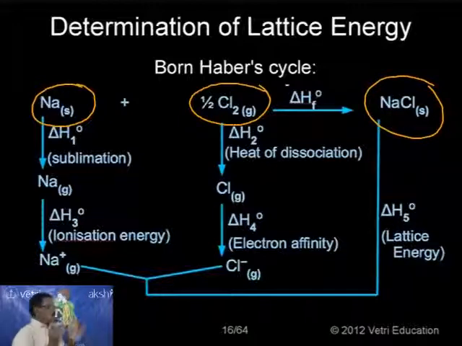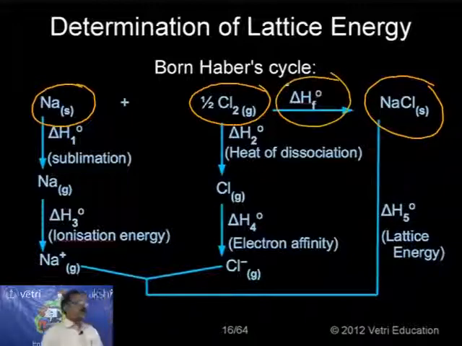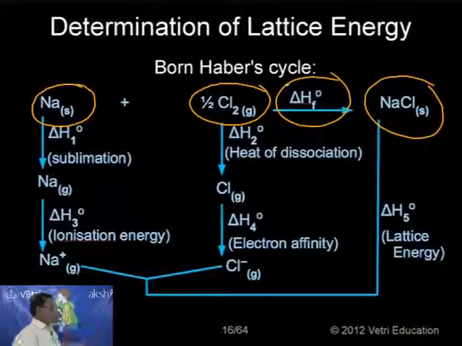So if 1 mole of solid sodium and half a mole of gaseous chlorine are allowed to react, then 1 mole of sodium chloride will be produced. That we call the heat of formation of 1 mole of sodium chloride. So this is the equation. This delta H of heat of formation we can determine experimentally. There are methods. Okay. Now our aim is how to determine the lattice energy. So let me explain the cycle now.